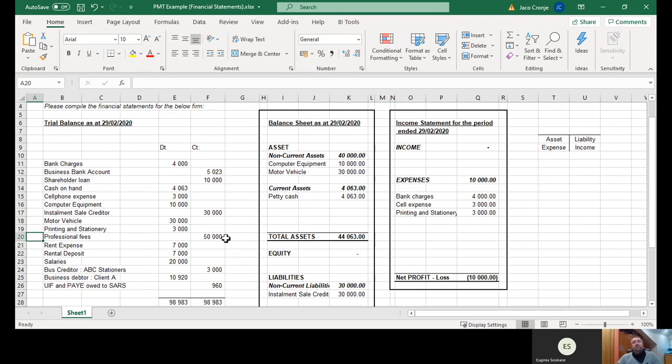Then we have professional fees. These are the fees that we've generated by doing work for clients, and that's got a credit balance of 50,000 Rand. So that means we are looking at one of those two classifications over there. It's either a liability or it's income. When I do work for clients and they pay me for that, will I have to pay the money back? The answer is no, I can keep it. So the moment I can keep the money, we can enter a line under income. Now you can see after I've entered that line, suddenly we've managed to make a profit.